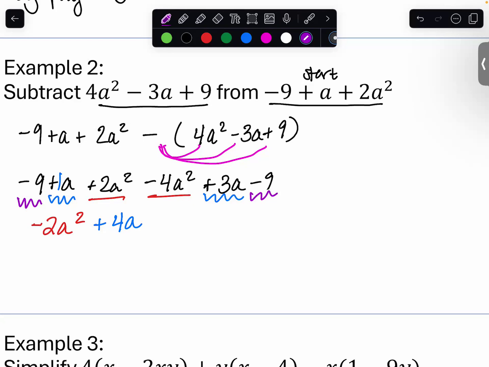Notice they are the same sign. They did not undo each other or cancel each other out. Instead, I combine them to make a negative 18.